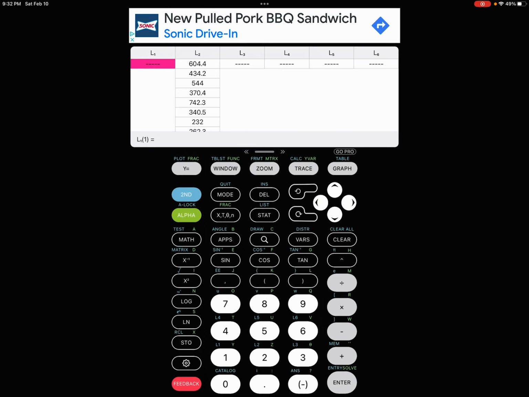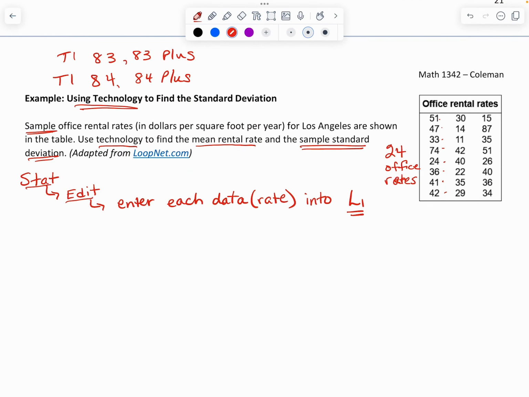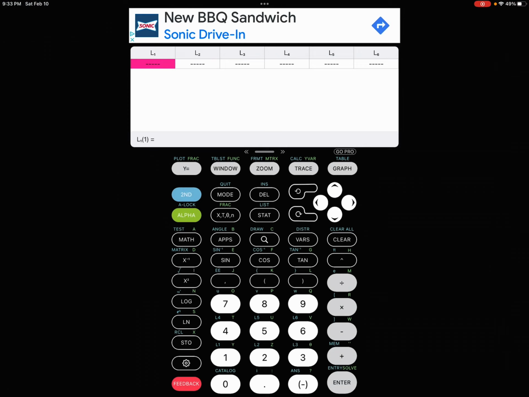I can go over to list 2. And you can see it's highlighted pink. I'm going to go up to the top of list 2, and again I'm going to clear that data. So now I have nothing in list 1 or list 2, or for that matter in list 3, 4, 5, or 6. So one more time, I'm going to hit stat, edit. Then I'm going to start entering the data into list 1. Make sure that you clear lists if needed. Clear, always clear the list.